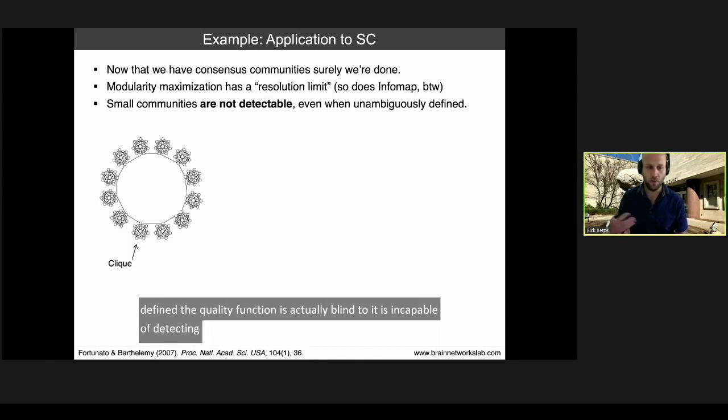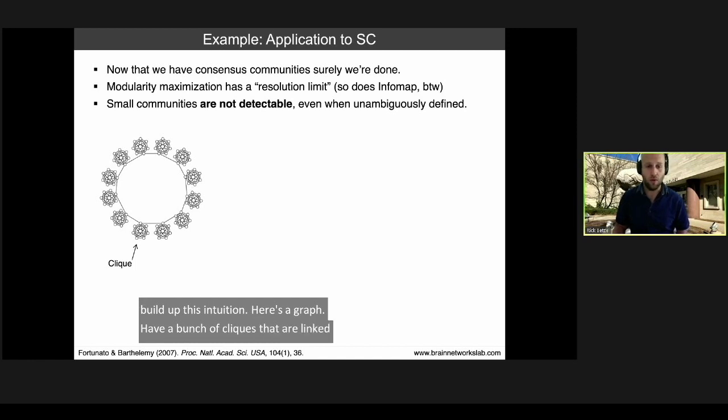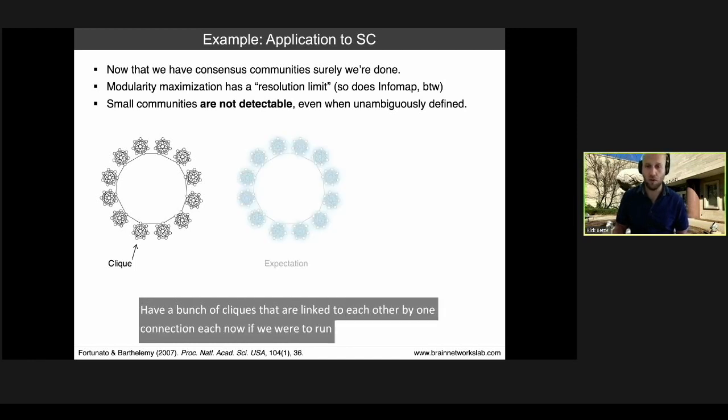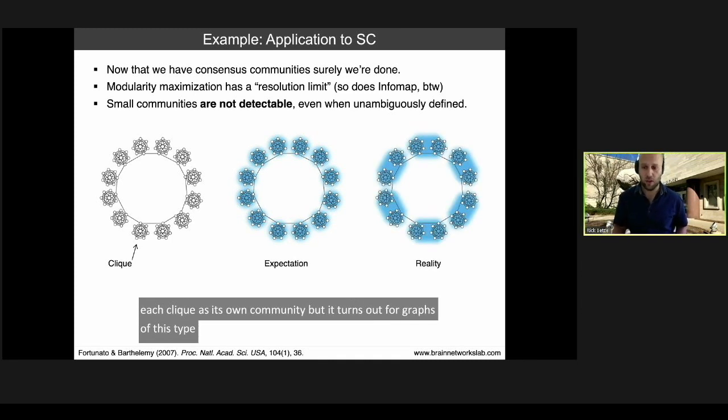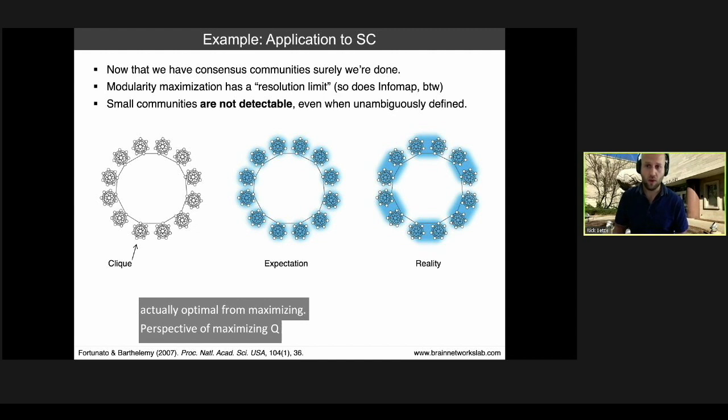So I'll give you an example to try to build up this intuition. Here's a graph of a bunch of cliques that are linked to each other by one connection each. Now, if we were to run modularity maximization on a graph like this, we would hope that we'd get back communities that look something like this, where the algorithm identifies each clique as its own community. But it turns out, for graphs of this type, of a given size, with a given number of cliques, we actually get merging, right? The algorithm is actually optimal from the perspective of maximizing Q to group pairs of cliques together. So we get some counterintuitive results when we actually use this algorithm in practice. And the caveat here is that the detected modules that we get by maximizing Q might not actually reflect a network's true or intuitive mesoscale structure.